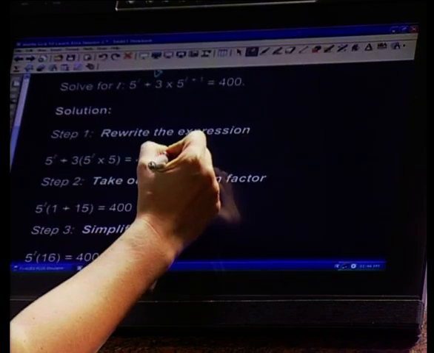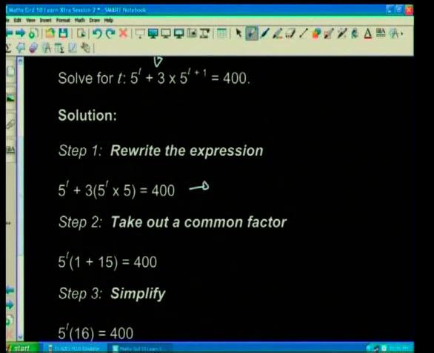Now I'm going to rewrite this in a way that looks more pretty to me. I'm going to write it as 5 to the power of t plus 3 times 5 to the power of t times 5 to the power of 1. How did I get that? Well, 5 to the power of t plus 1 is actually 5 to the power of t times 5 to the power of 1.